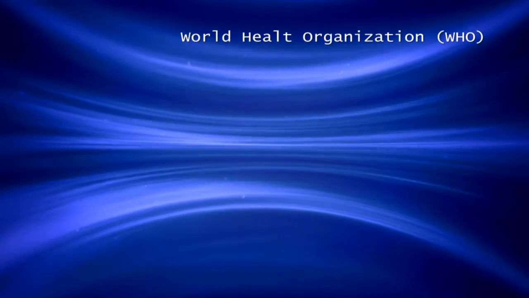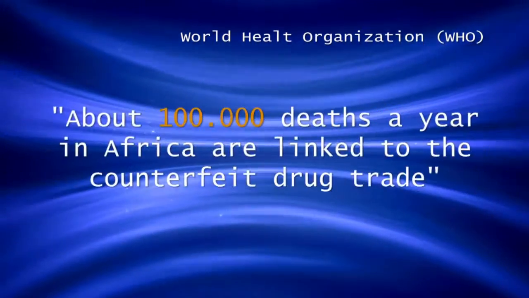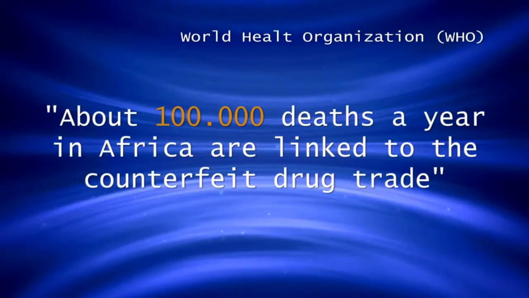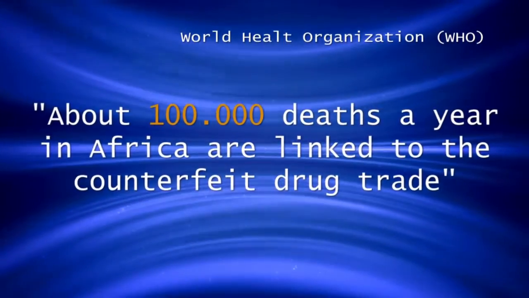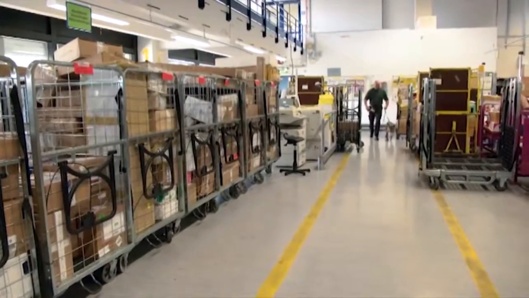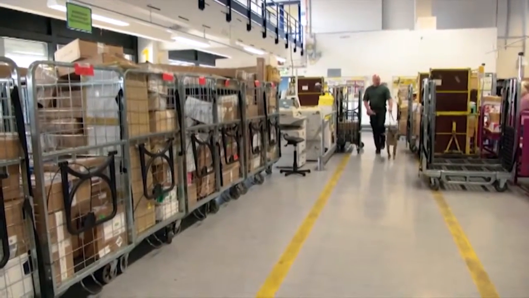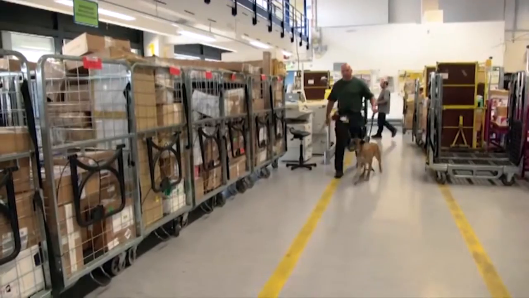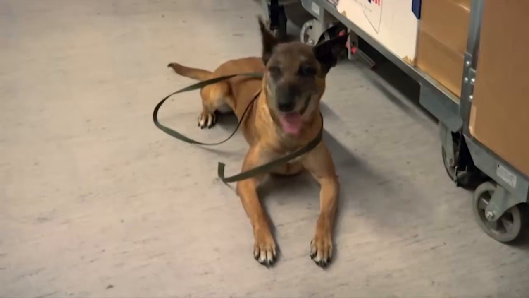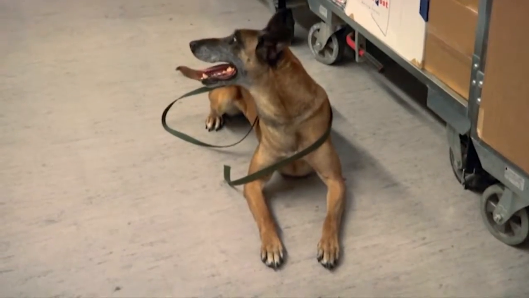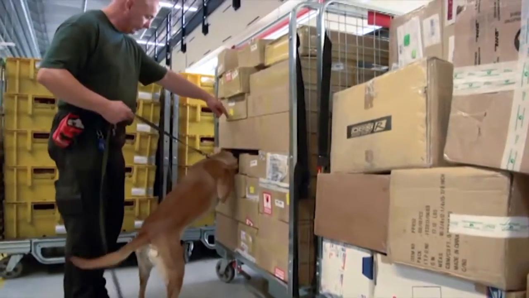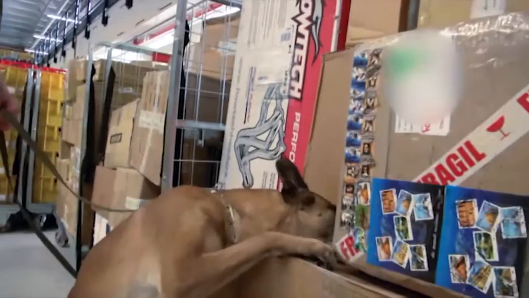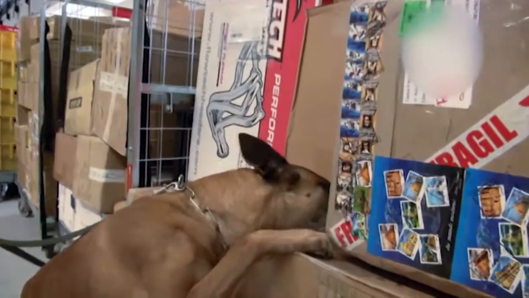According to the World Health Organization, WHO, about 100,000 deaths a year in Africa are linked to the counterfeit drug trade. For example, a 2009 raid in Uganda conducted by Interpol and the WHO-supported group IMPACT, International Medical Products Anti-Counterfeiting Task Force, discovered 5 tons of fake drugs in the central and eastern districts of the country.